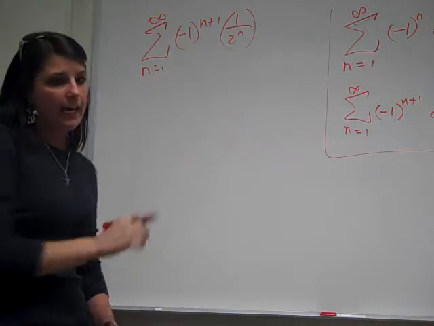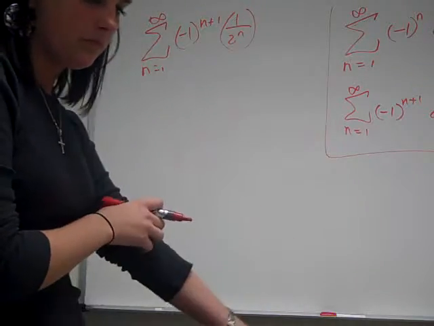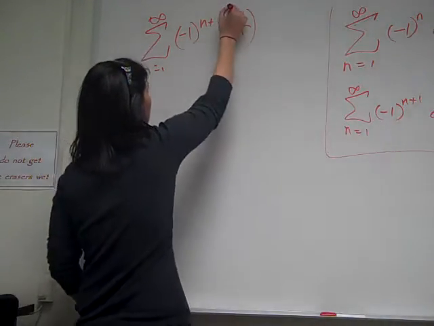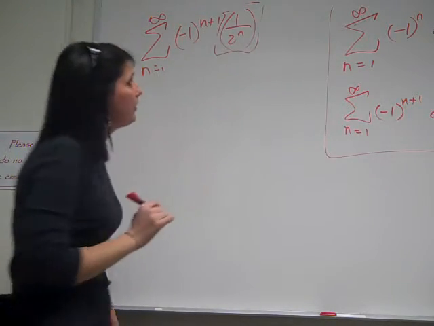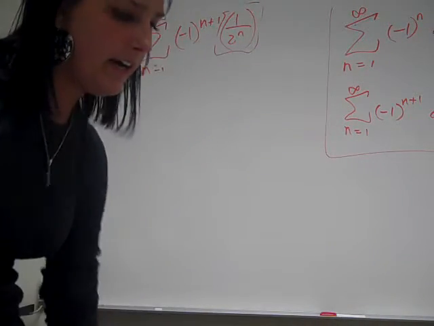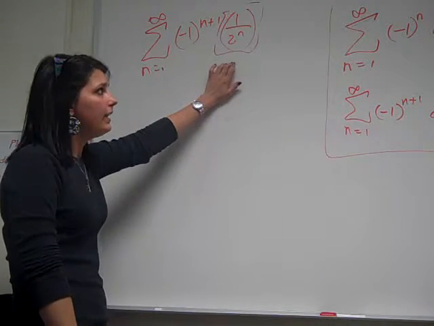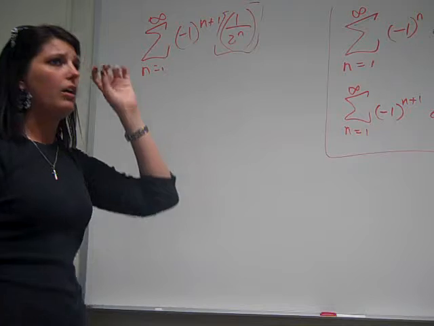And we're just looking at our a sub n part, which is just the actual function itself, 1 over 2 to the n. So we can do the nth term test on it as long as it's non-increasing. So how do we show something's non-increasing?